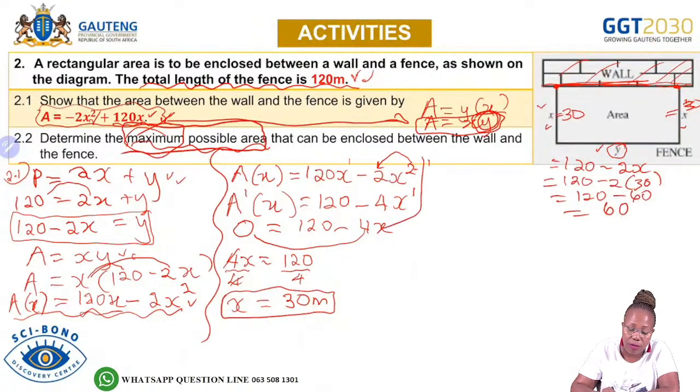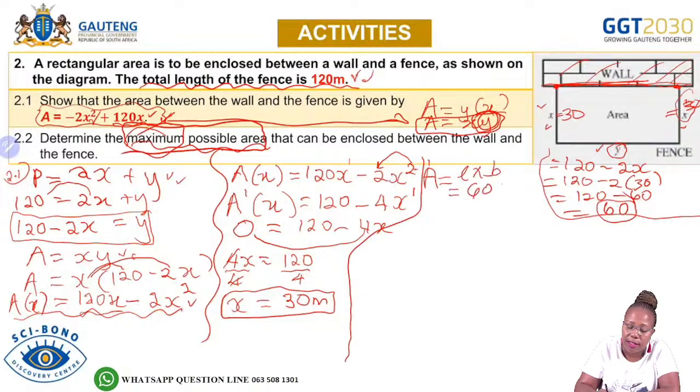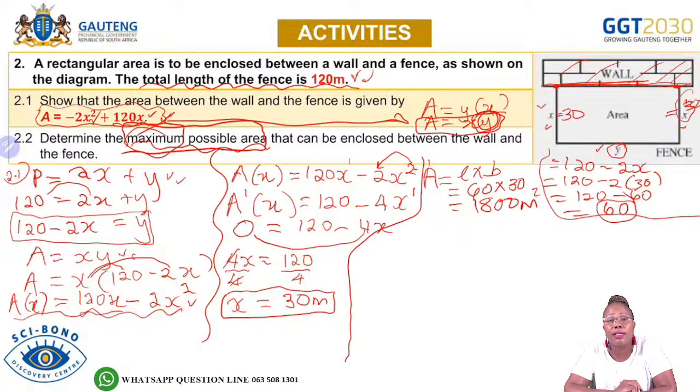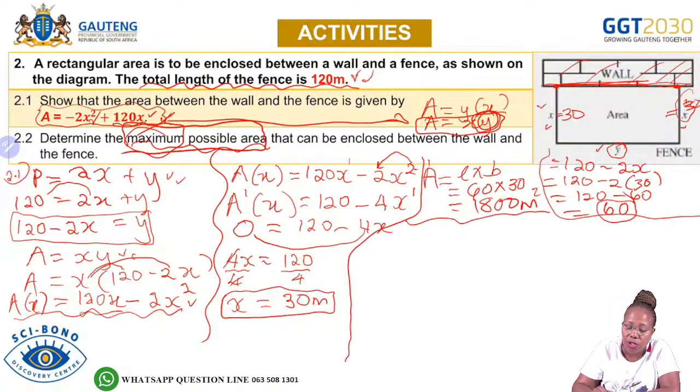So now, the first method, remember we have 2 ways of doing this. Since we know the values of the sides, we can apply area is equal to length by breadth. What is our length? 60 multiplied by breadth 30. And then this will give us what? 1800 square meters, because we are calculating an area. Or alternatively, grade 12, you can use the formula that you have identified there as being the area in terms of x: 120x minus 2x squared.